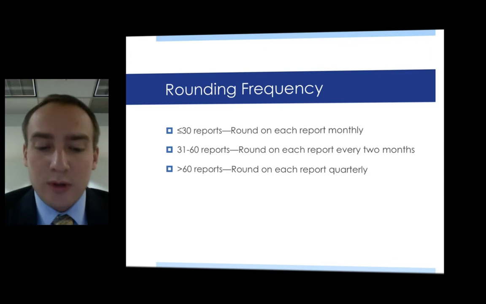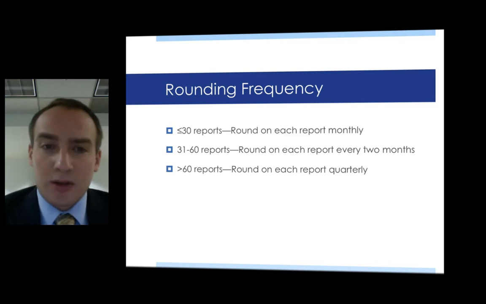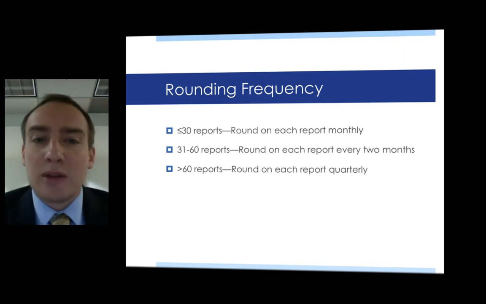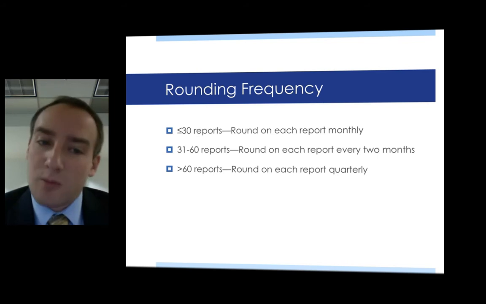A goal report is really just the goal that you set for yourself in terms of the number of rounds that you do per month in order to round on all of your reports. As you may know, we've set some standards for our organization: if you have less than or equal to 30 reports, you're to round on each one of them monthly. So if you had 30, for example, you would do 30 rounds in 1 month.